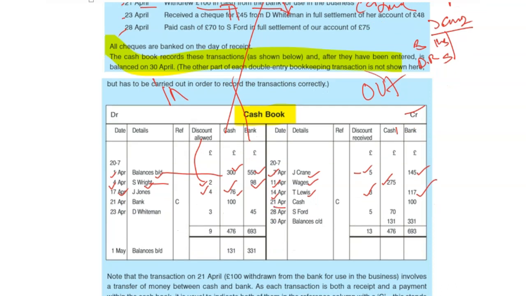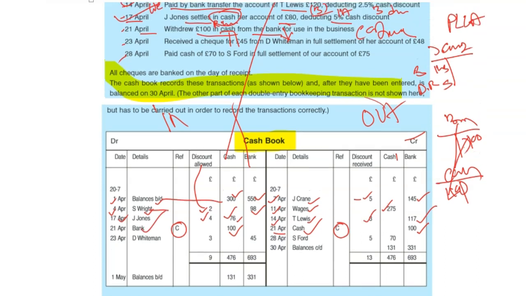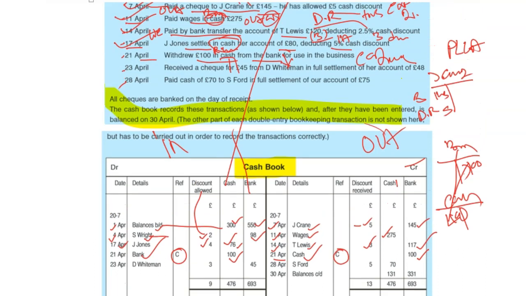So once our bank going down and cash going up, let's do it. On 21st of April, our bank going down, so bank account credit and cash account debit. In the reference, we refer to it as C, contra, and in the detail, you write the opposite account's name. Here you write bank, there you write cash. You know how to do the T accounts. We do have good videos on T accounts as well. That is a contra.